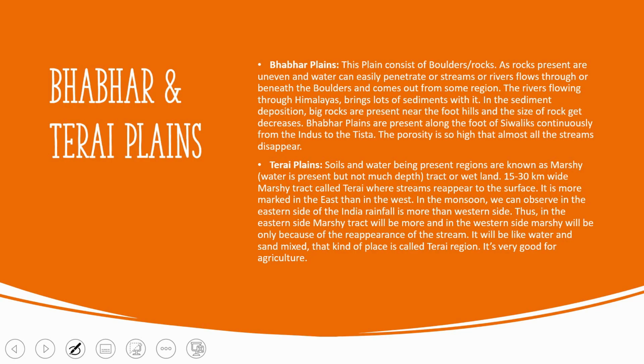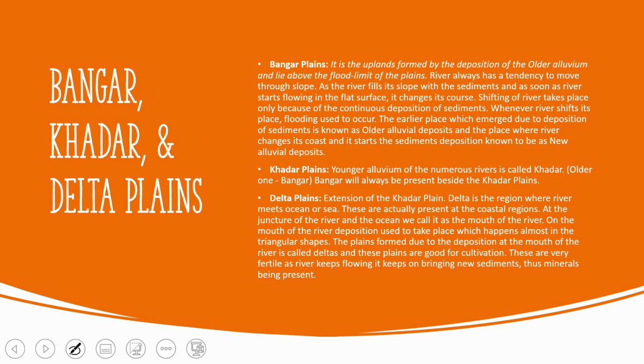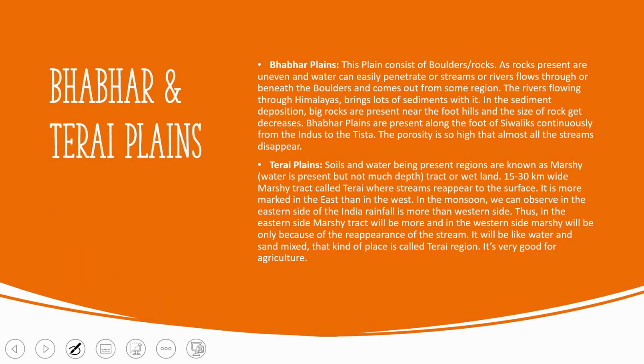Now we will see the Bhabhar and Terai plains. We will see the types of plains: what are Bhabhar plains, Terai plains, Bangar plains, Khadar plains, and delta plains. These are the divisions based on the rivers flowing.